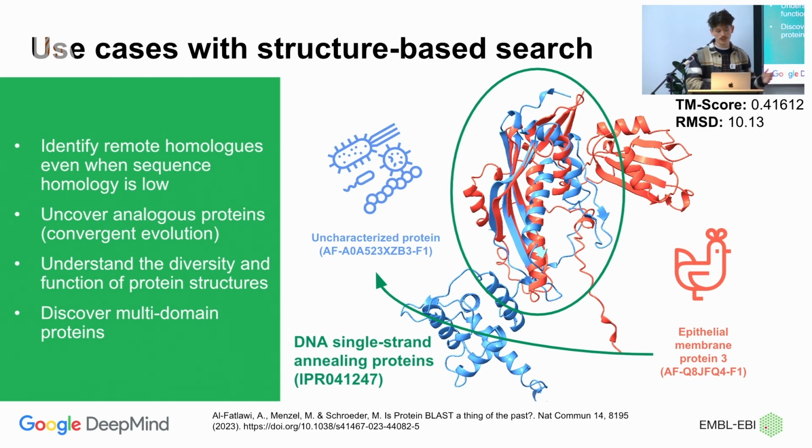And other use cases you can do. So again, when sequence homology is low, you can identify proteins. Potentially, you can also uncover analogous proteins, by convergent evolution, if you really relax the threshold, but that should be explored with caution. And as I think I hinted already, the ability to understand the diversity and function of protein structures makes this a really powerful tool to understand where your protein sits in the structure space.